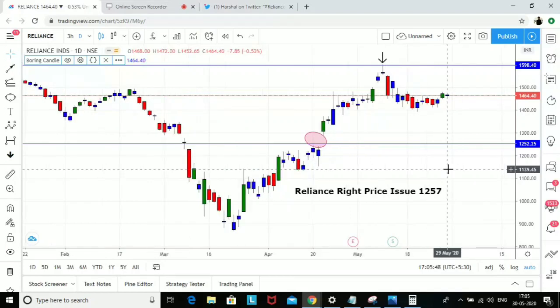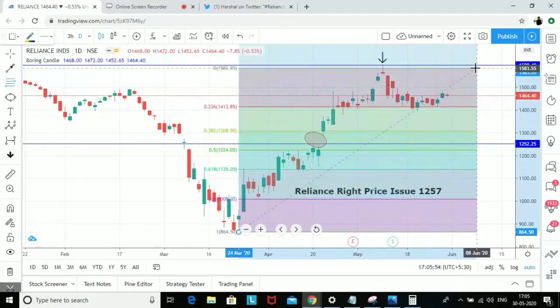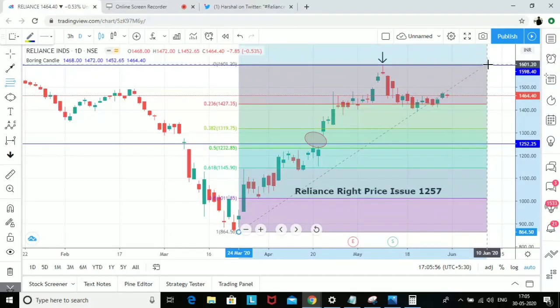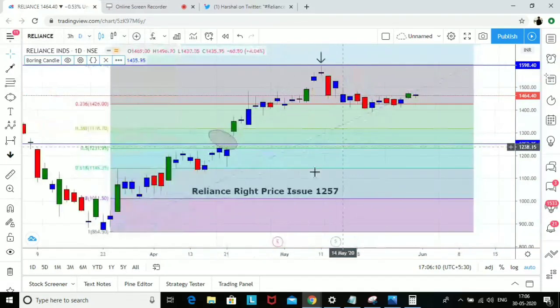Okay, so from the technical aspect, if I draw a Fibonacci retracement from the low to this recent high, I see that the 50% is coming somewhere around here, which is the 1232 level, and again it is almost coinciding with a gap.